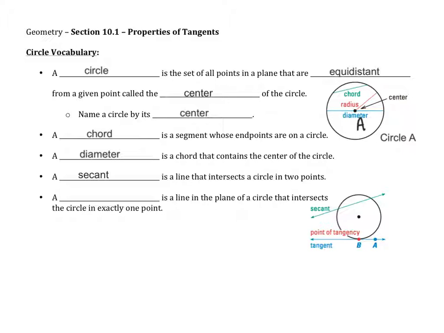Then the last one is a tangent, which is a line in the plane of a circle that intersects the circle in exactly 1 point. So a tangent line just intersects the circle in 1 point, while a secant line intersects the circle in 2 points. So again, secant and tangent lines are both lines, but a chord is always just a segment. The place where a tangent line intersects the circle is called the point of tangency. So anytime you hear that, you need to make sure you realize that that's just the place where the tangent line is intersecting the circle. It's where the tangent line and the circle have a point in common.